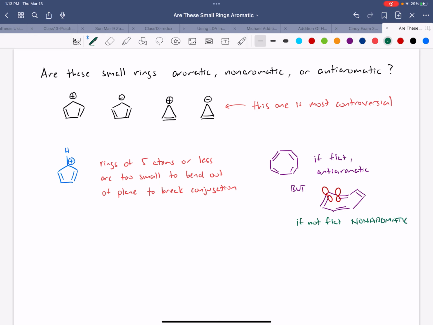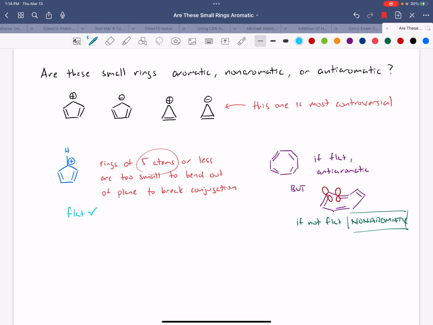Okay, I did not mean to go over that because a lot of you know this already, that this stop sign is non-aromatic. But again, if you go down to 5 atoms or less, you cannot bend like this 8 atom ring enough to break conjugation. So we have already one fact about this ring, and it is flat. Let me put it in light blue. It is definitely flat.